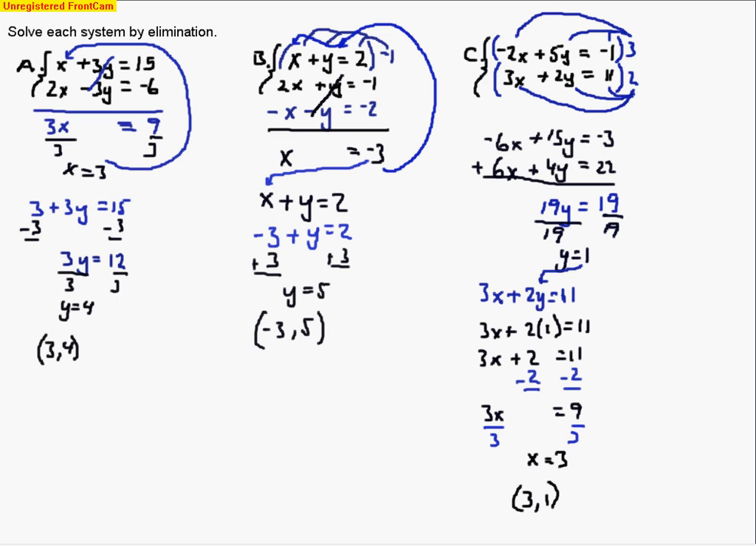Next part, we'll have a word problem plus 2 other different types of special systems, I guess we could call them, where we end up with different answers rather than one point.